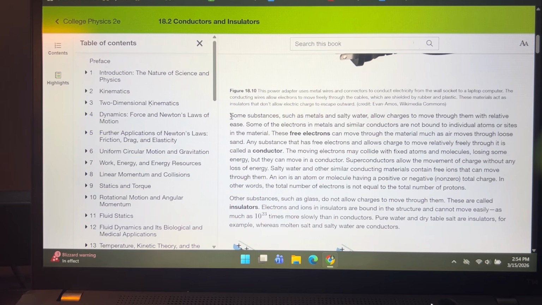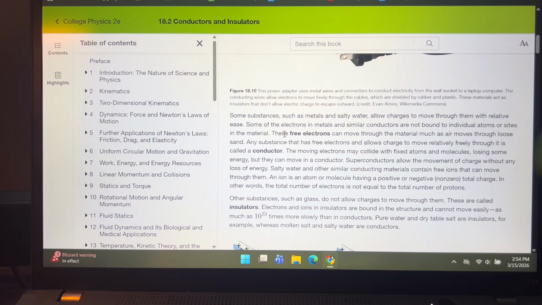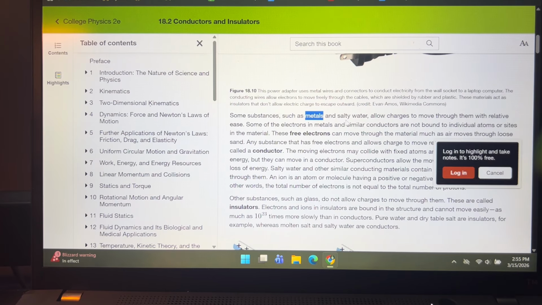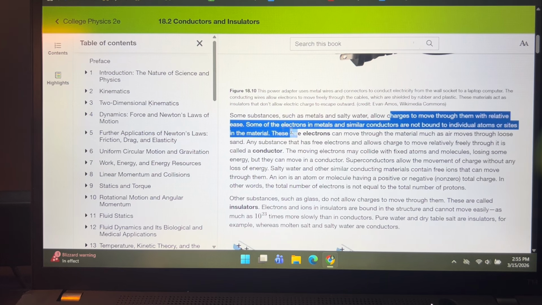Some substances such as metals and salty water allow charges to move through them with relative ease. So what we want to do is highlight what the paragraph is talking about. Usually in the first sentence of a paragraph like this in a science textbook, it's going to tell us what the paragraph is going to be about. Here we know that this and this is going to allow charges to move through them with relative ease.